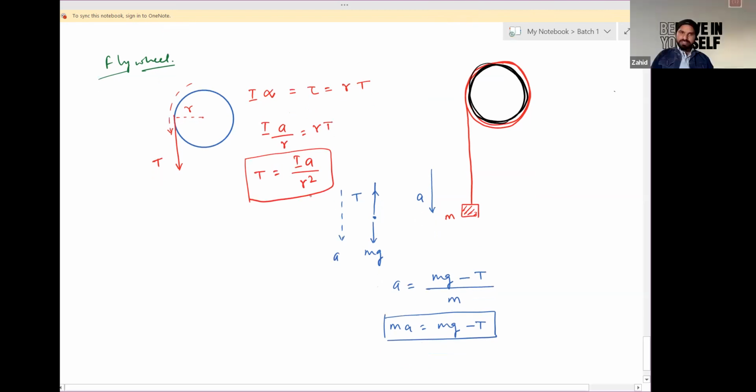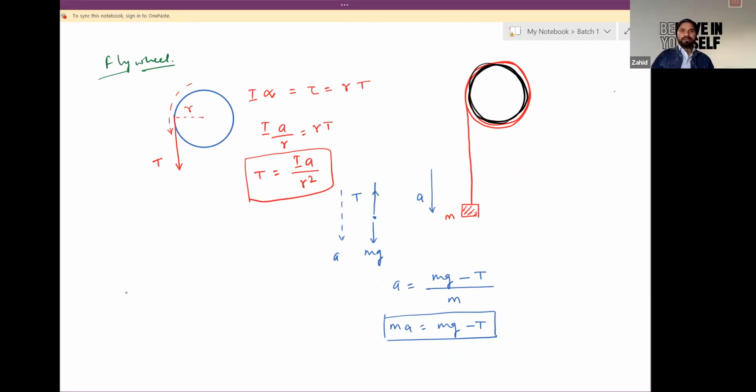Now, if you put this value of tension in this equation and solve, you get a equals mg divided by m plus I divided by r squared. So this will be your net acceleration of the block using this flywheel. I have just put the value of tension in this equation and simplified it to find the acceleration.